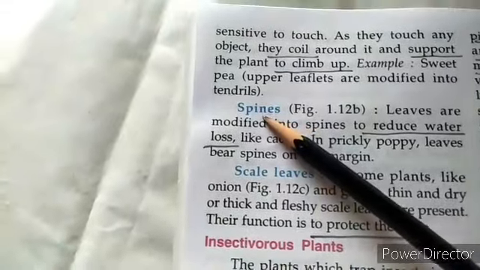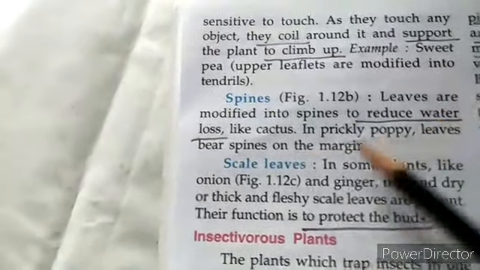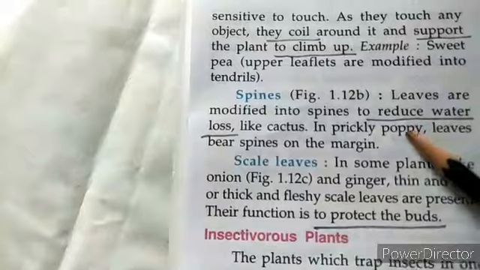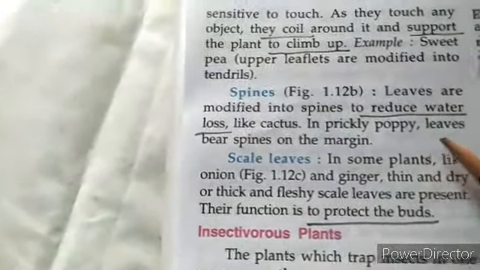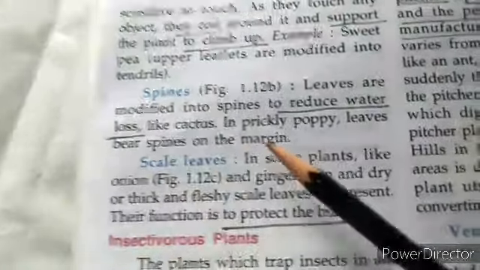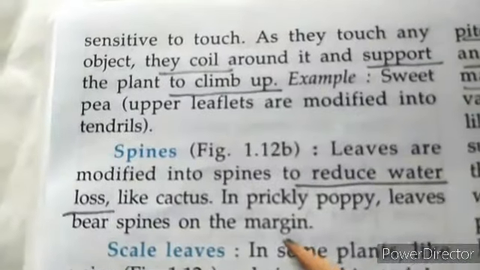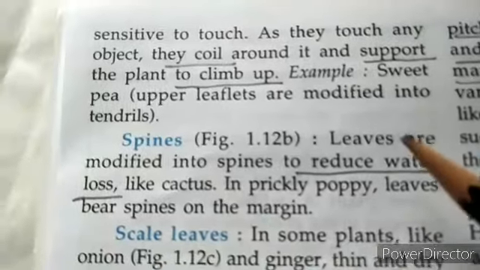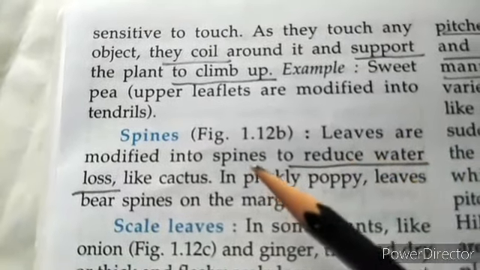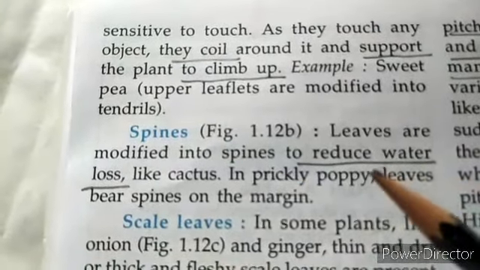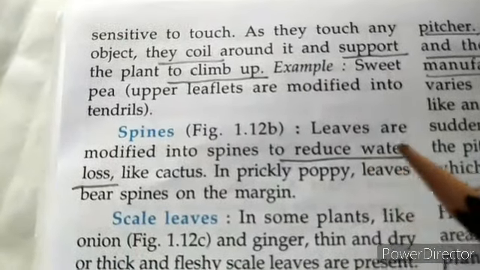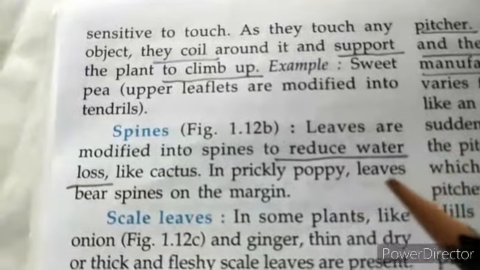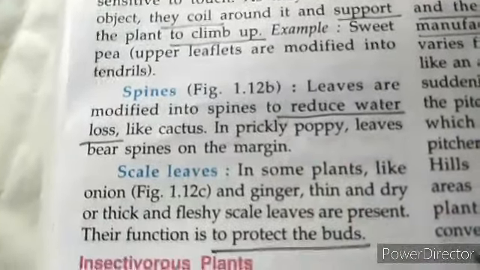Spines. Leaves are modified into spines to reduce water loss. Like in cactus or in prickly poppy, leaves bear spines on the margin. So we can very clearly see that some of the leaves will be modified into spines so that water loss through transpiration will be reduced. This is found in prickly poppy or in cactus, as you may see here.